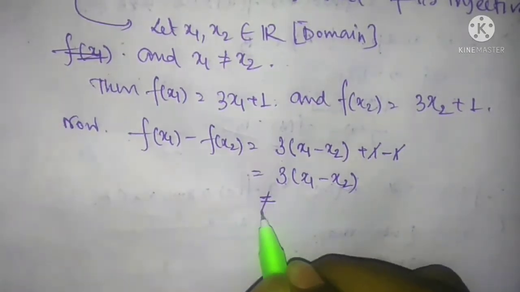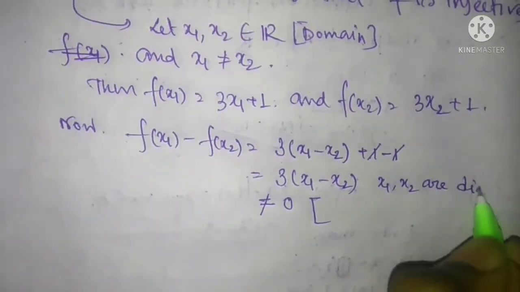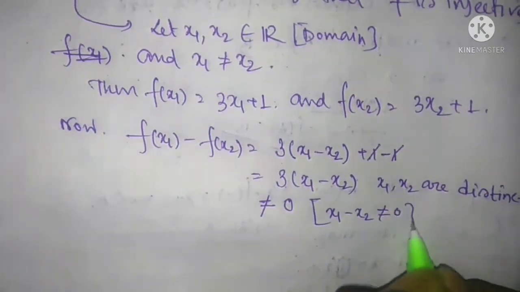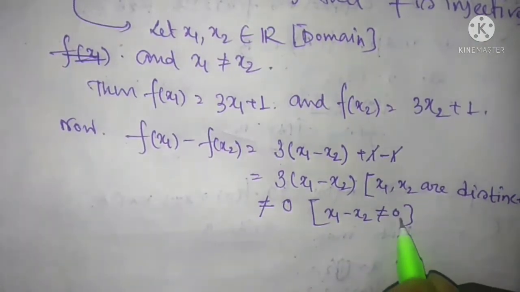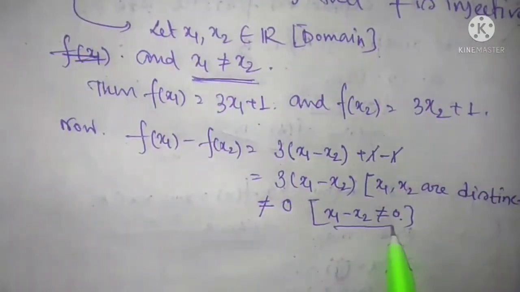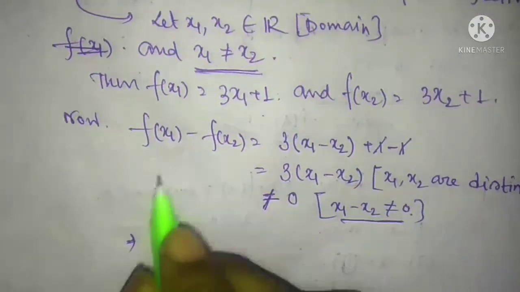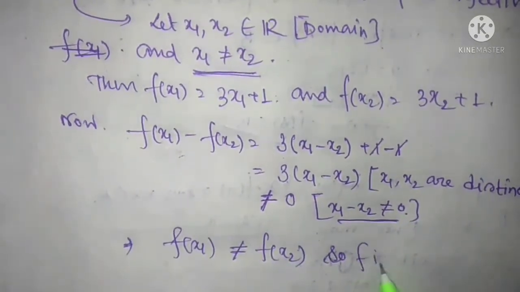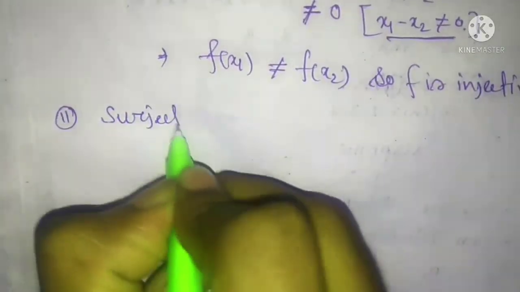This is not equal to 0. Why? Because x1 and x2 are distinct, so x1 minus x2 is not equal to 0. If they were equal, then x1 minus x2 would equal 0. But by the condition of injective, if x1 is not equal to x2, then x1 minus x2 is not equal to 0. So from here f of x1 is not equal to f of x2. So f is injective.